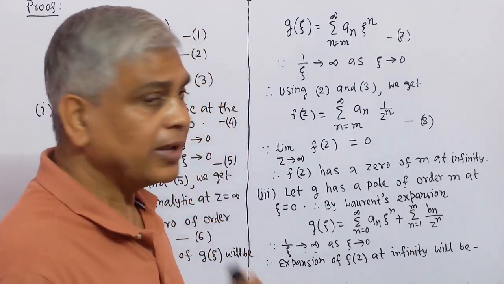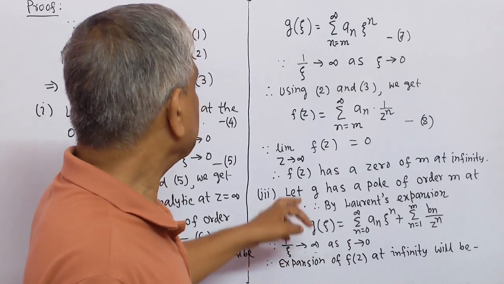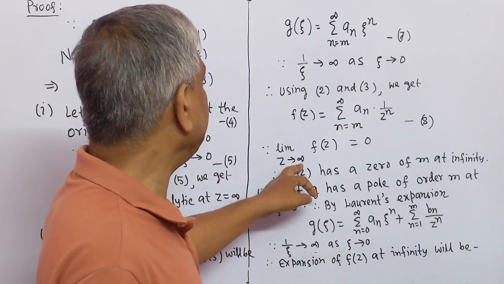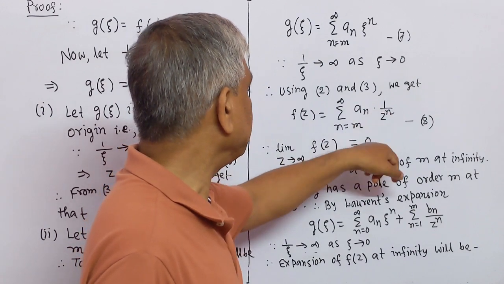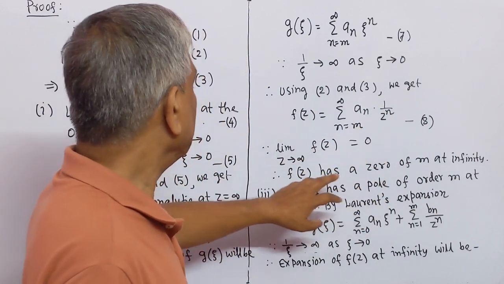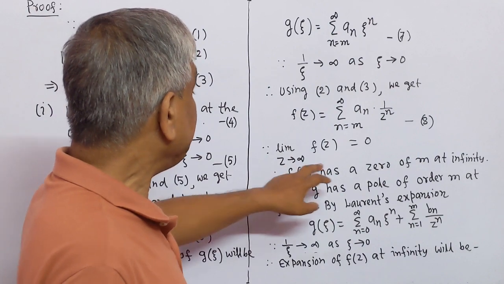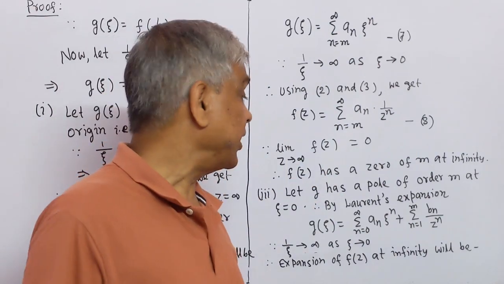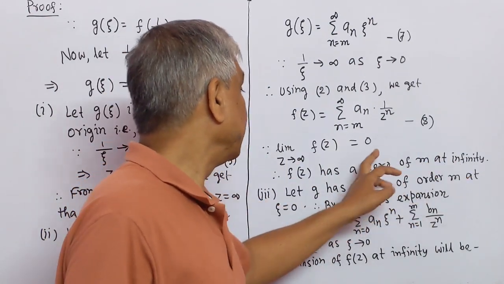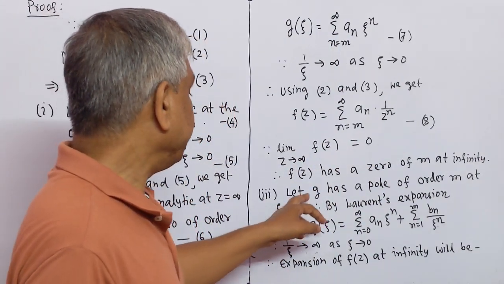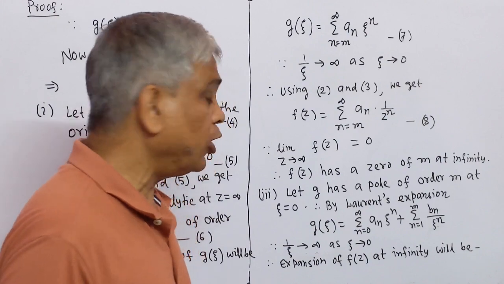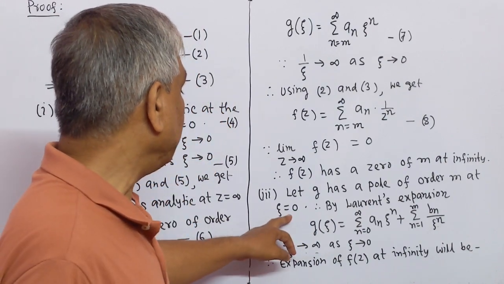This is number 8. Since the limit as z tends to infinity of f(z) equals 0, therefore f(z) has a zero of order m at infinity, z tends to infinity. Number 3, let g have a pole of order m at ξ equal to 0.